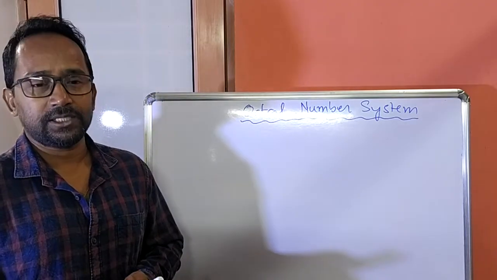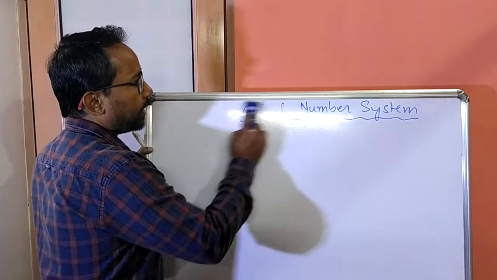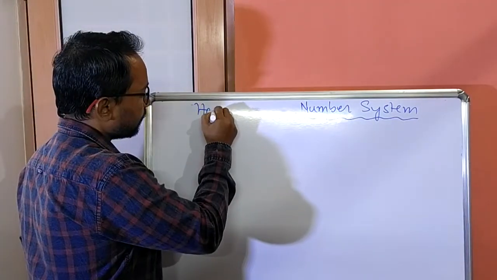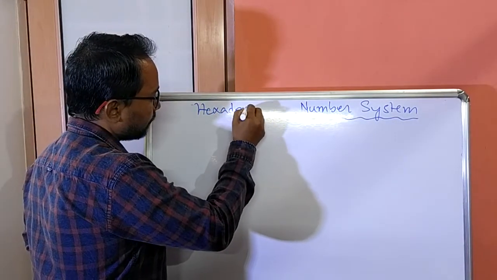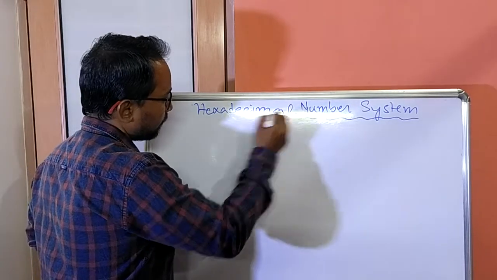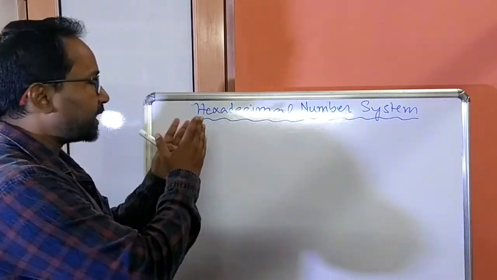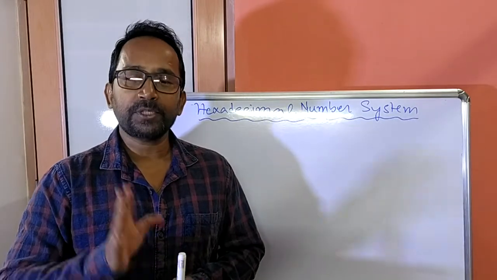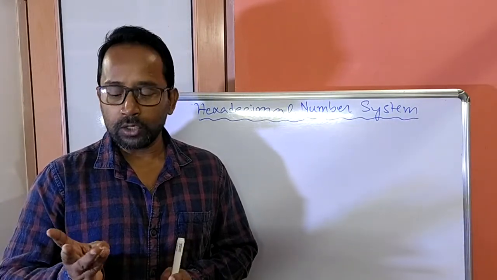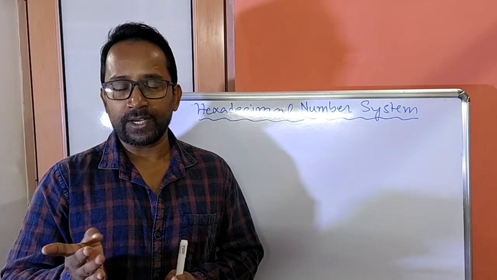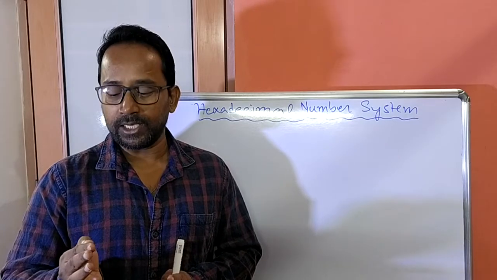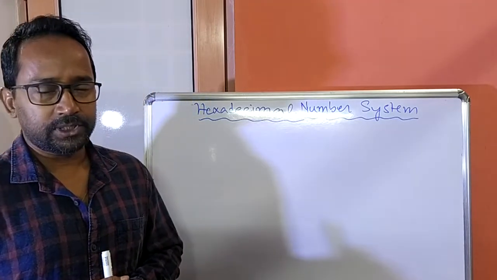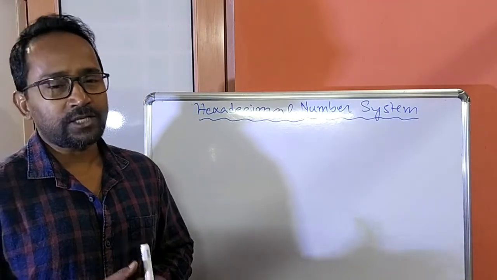Now we will learn hexadecimal number system. This is base 16 number system where we have 16 digits: 0, 1, 2, 3, 4, 5, 6, 7, 8, 9, then A, B, C, D, E, F. So this is the only number system which is an alphanumeric number system, which contains numbers as well as alphabets. So the base or radix of this number system is 16.